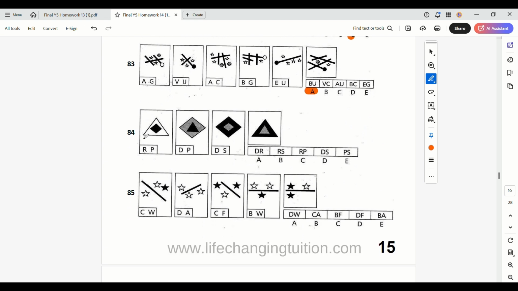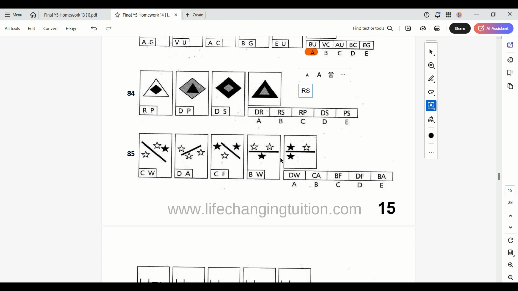Next question. This is a triangle, so let's see if we can find something. D and D means a diamond, R means a triangle, so this is going to start with an R, right? And then the inside shape, P and P. What's similar between these two shapes? They've got a black inside shape, whereas S would mean a grey inside shape. This is grey, so it's going to end in S. RS, which is option B right here.